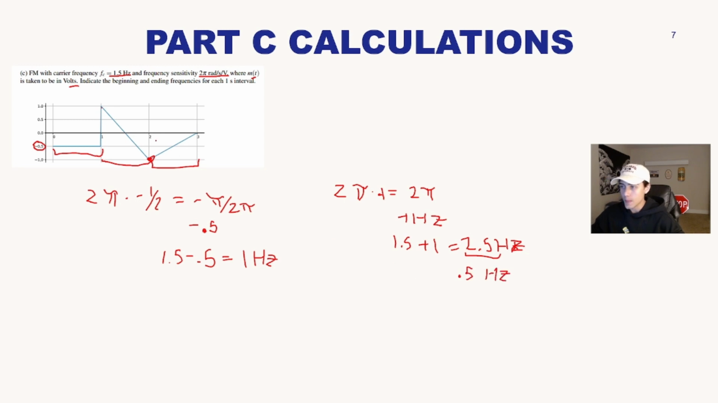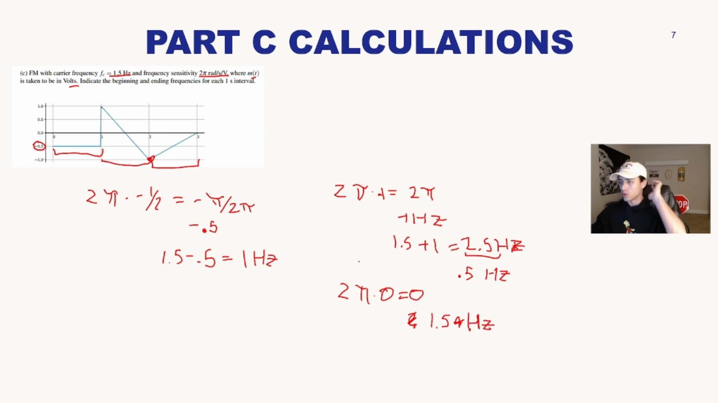right? And then from 2 to 3, at 3 it goes to 0. So that means that, well, obviously that would be no offset, because 2 pi times 0 means 0, right? So that would just be, again, it would be 1.5 hertz. That's supposed to be an H, sorry, hertz.